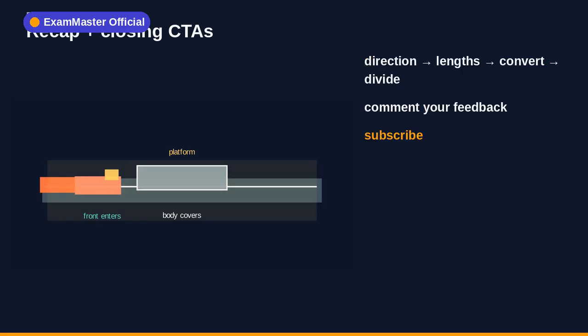You can now pick opposite or same, clear the right length sum, convert to meters per second, and divide.